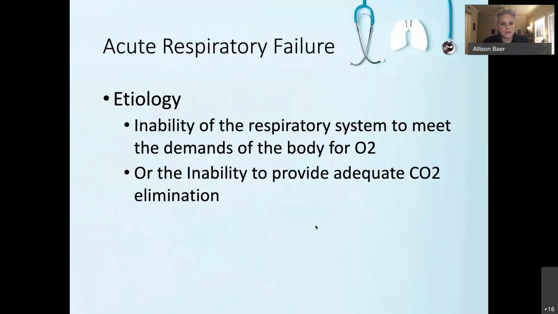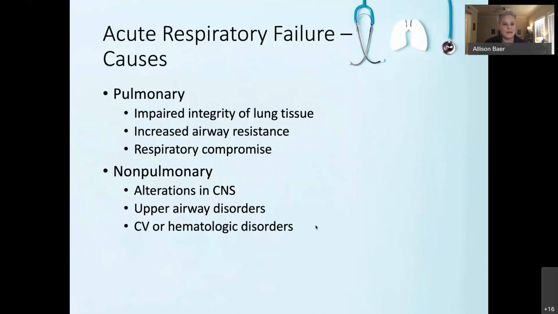So this is a pretty generic term, but it's an inability of the respiratory system to meet the demands of the body for oxygen, or the inability to adequately get rid of CO2. So either you're left with not enough oxygen, or too much CO2, but it's a failure of the respiratory system. You can have pulmonary causes. So it could be from the lungs themselves, something is impairing the lung tissue, something's causing tissue damage, something that's making increased airway resistance or some other compromise.